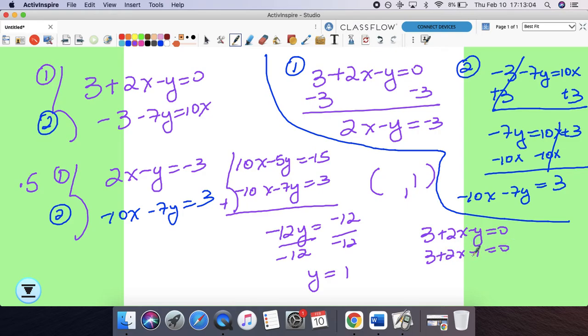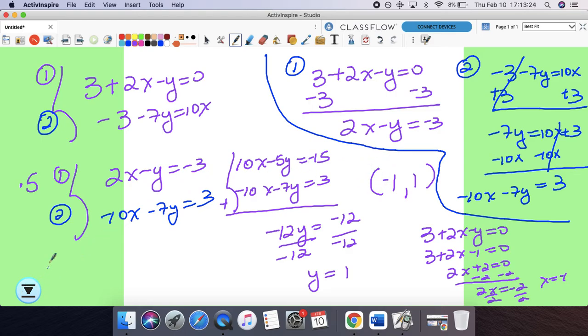So I'm going to get 3 plus 2x minus 1 equals 0. Combine like terms. 3 minus 1 is 2, so I get 2x plus 2 equals 0. Subtract 2 from both sides. I get 2x equals negative 2. Divide both sides by 2. And x equals negative 1. So that's what I think I have. That's my solution. This is where both lines intersect.